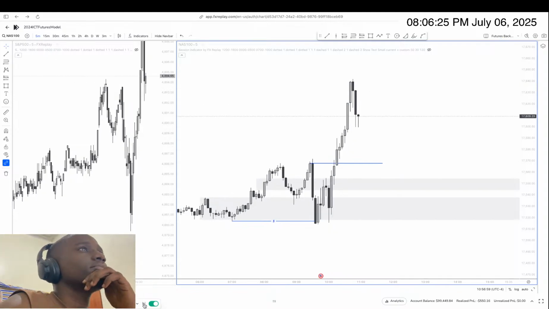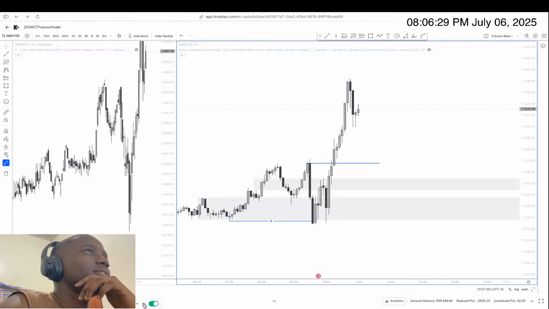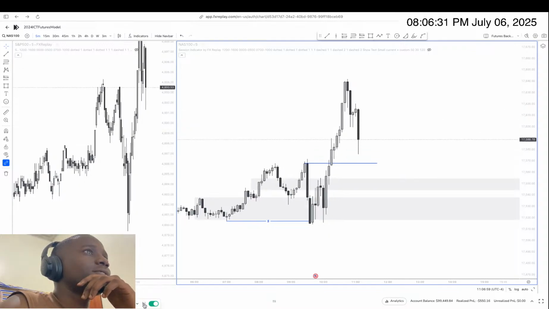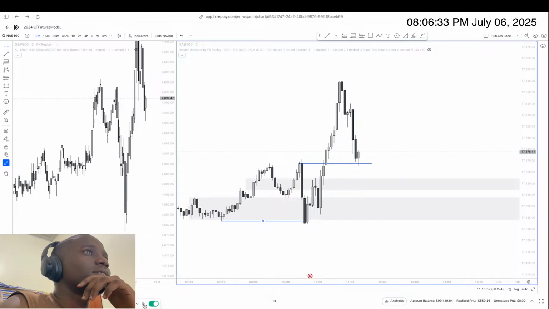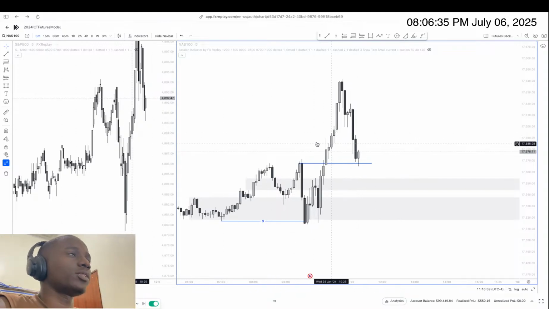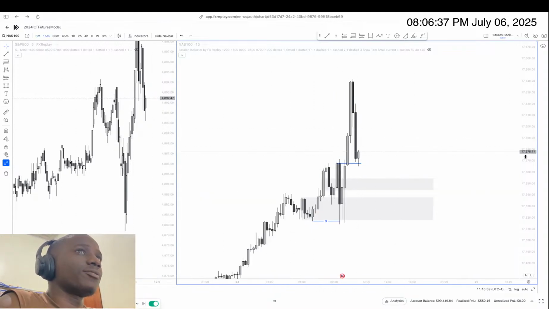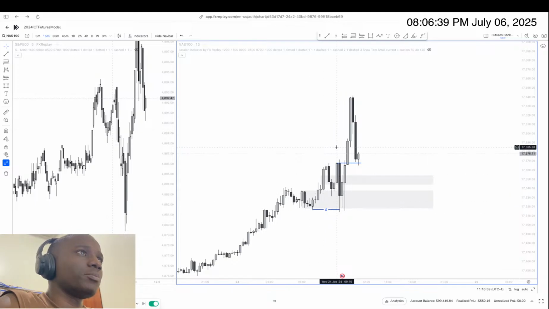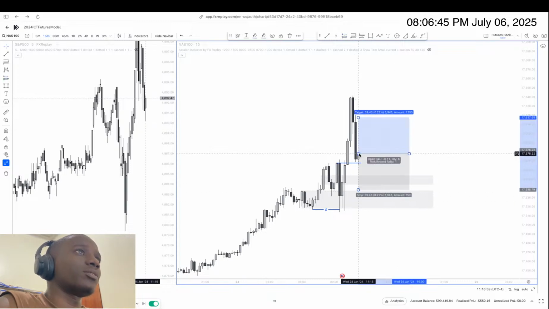So we're at 10:55. Still waiting for the drop into that, and boom, drop into the change in state at 11:15. And on the 15 minute, it's some kind of sweep, shift and retracement into the fair value gap, 2022 model. And here I'd like to enter long.